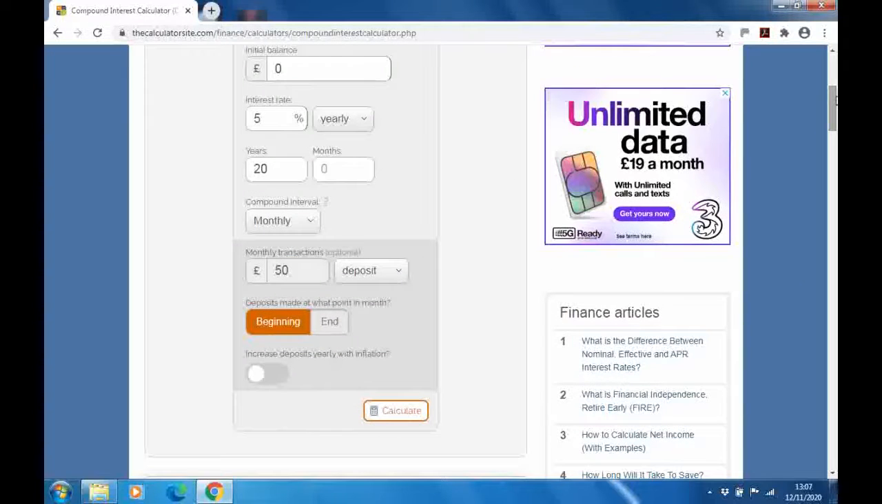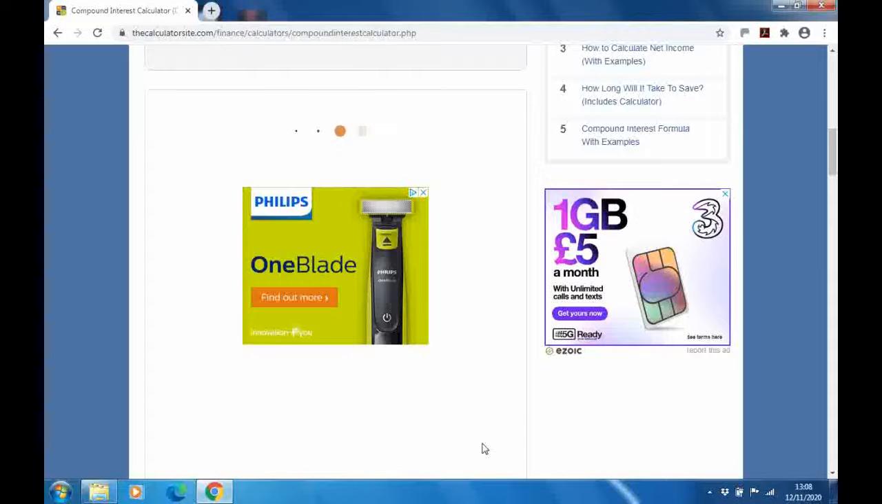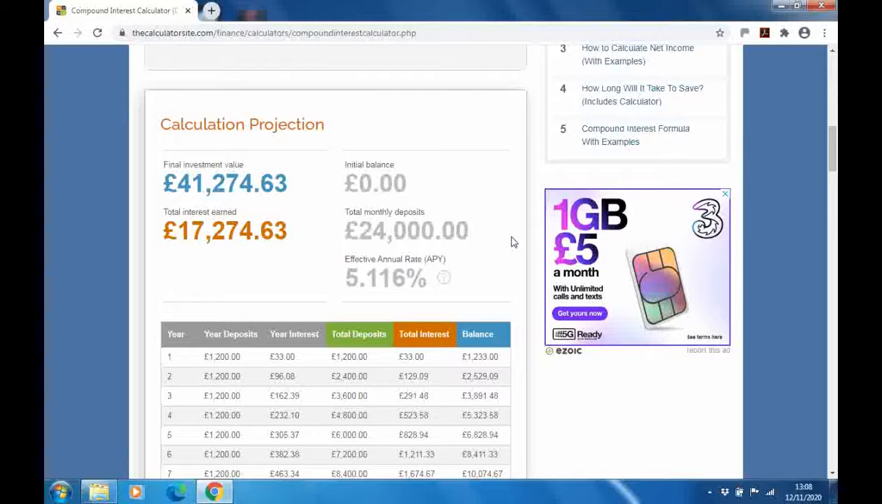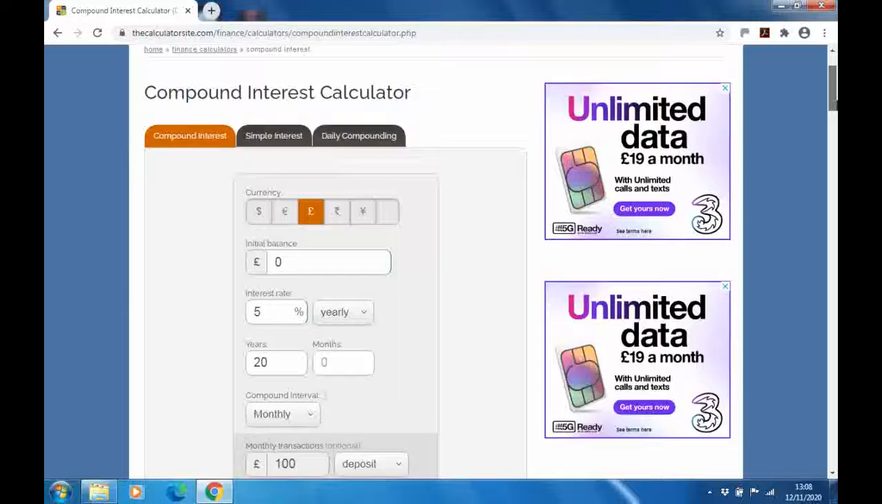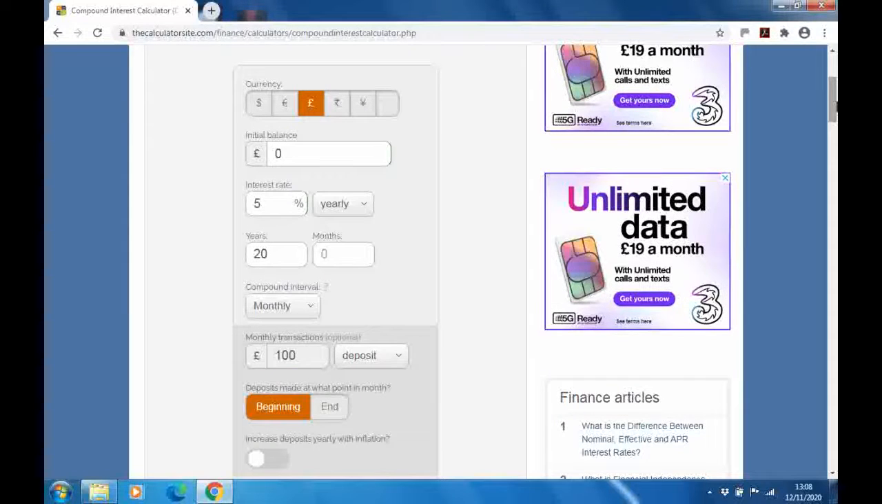You can change the amount of money. If you can afford more than £50 and you want to put in £100 a month for 20 years, we'll leave it at 5%. So like there, you've put in £24,000 over 20 years. Your final investment is £41,274 with £17,274 of interest. I mean, it's great. You can play around with this, and it's a fantastic tool to use. But it's just an example of showing the power of compounding.